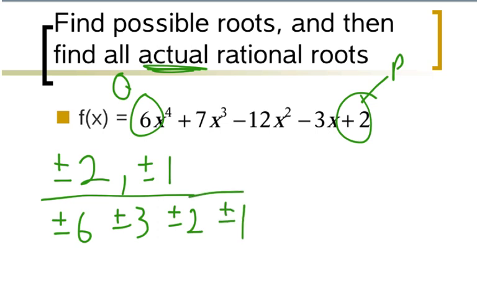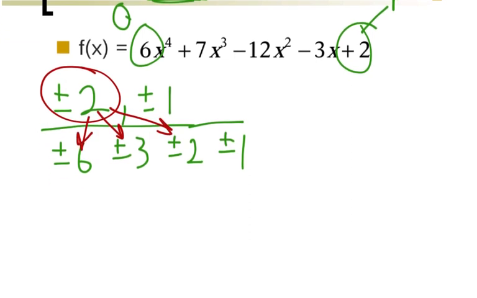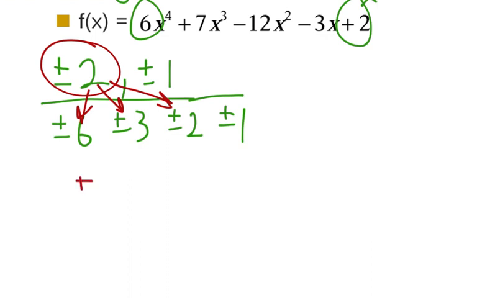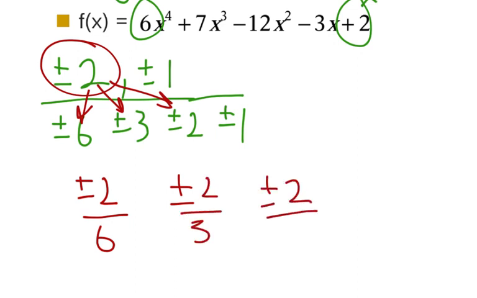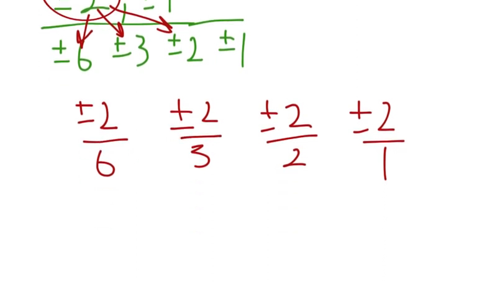So this one has a little bit more work because I need to take each one of the top ones and divide them by each one of the bottom. Okay? So what that looks like is I actually need to rewrite this to be plus or minus 2 over 6, plus or minus 2 over 3, plus or minus 2 over 2, and plus or minus 2 over 1. Now notice I'm not writing plus or minus on the bottom again because you only need one plus or minus. It doesn't do you any good to keep writing plus or minus.